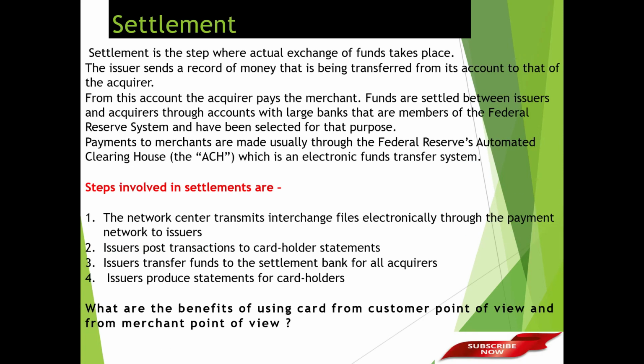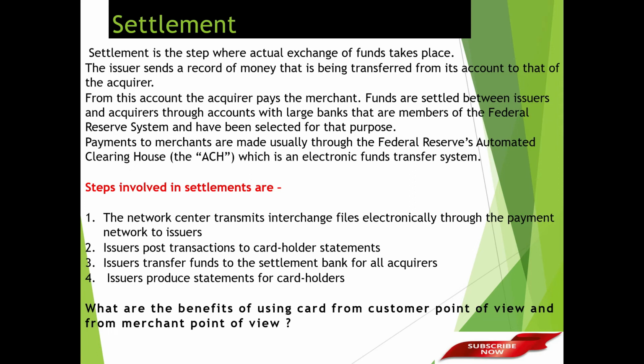Now settlement. Settlement is the step where the actual exchange of funds takes place. The issuer sends a record of money that is being transferred from its account to that of the acquirer. From this account, the acquirer pays the merchant. Funds are settled between issuers and acquirers through accounts with large banks that are members of the Federal Reserve System and have been selected for that purpose. Payments to merchants are usually made through the Federal Reserve's Automated Clearing House, that means ACH, which is an electronic fund transfer system.